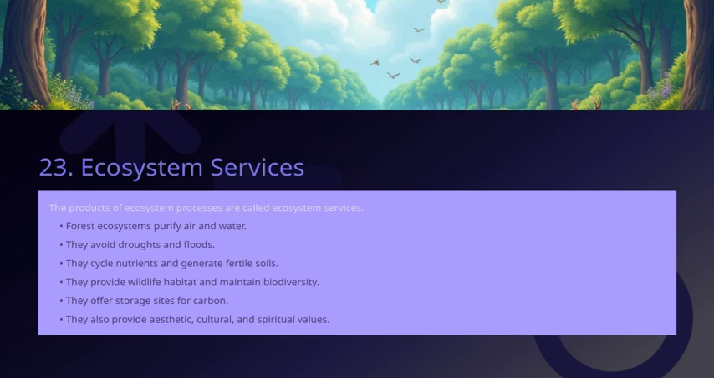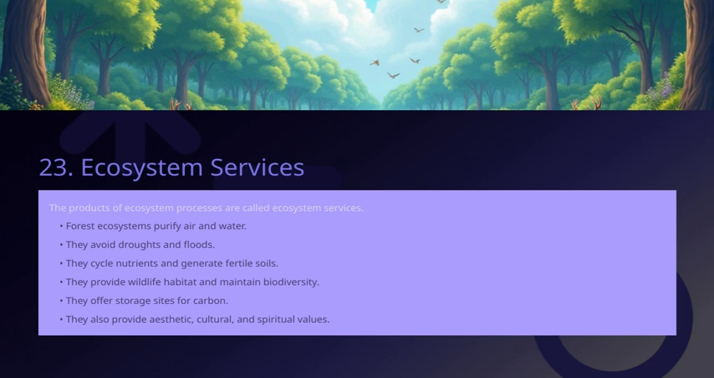They also give us aesthetic, cultural, and spiritual values that enrich our lives and connect us to nature in meaningful ways. Additionally, forests serve as vital storage sites for carbon, helping to regulate our climate by absorbing greenhouse gases. They offer essential habitats for wildlife, supporting biodiversity and maintaining healthy ecosystems.